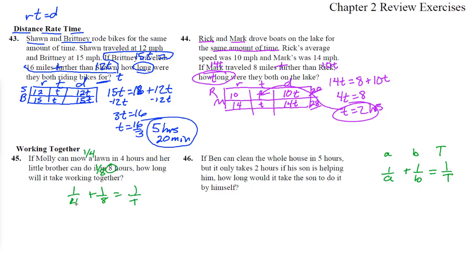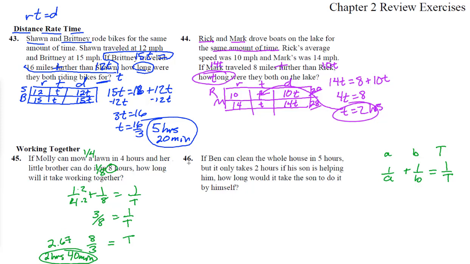So 2/8, common denominator, times by 2, times by 2. 2/8 plus 1/8 is 3/8 equals 1 over the total time. Reciprocal, reciprocal, and time is going to equal 8/3. That's 2 2/3, or 2.67 hours, or in hours and minutes, that's 2 hours, and 2/3 of an hour would be 40 minutes. Wow, that's how fast they can do it together.